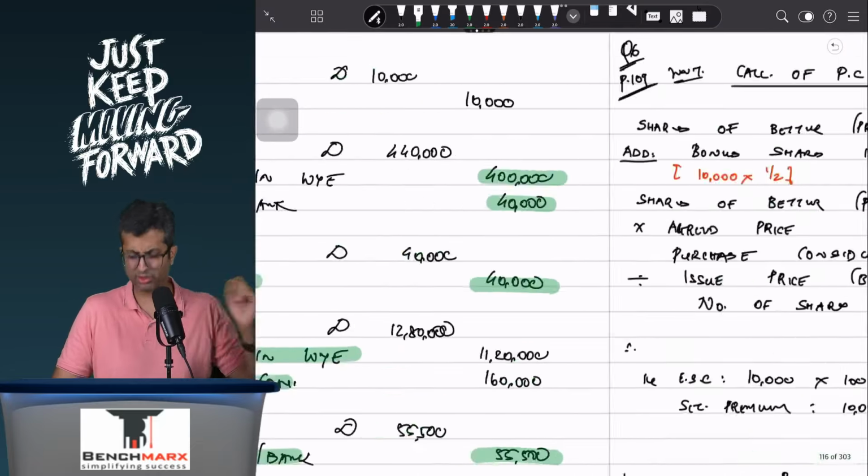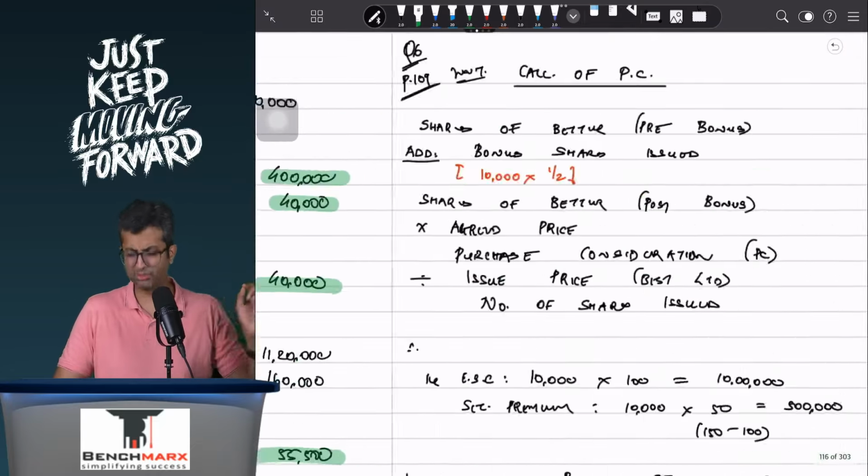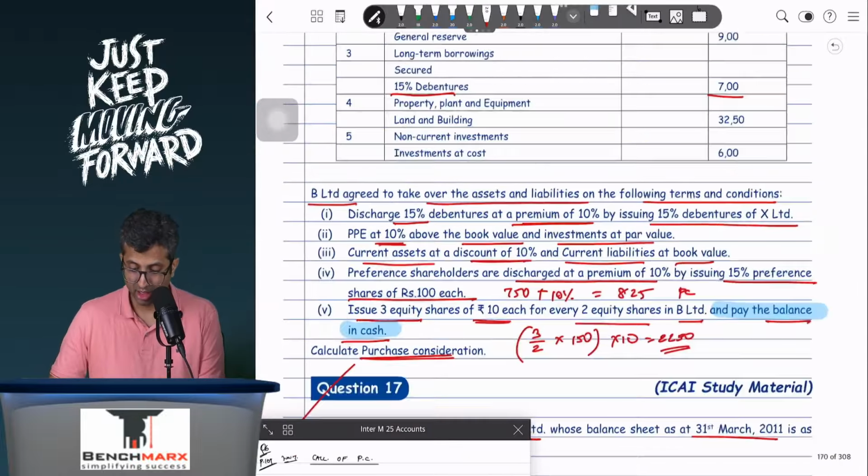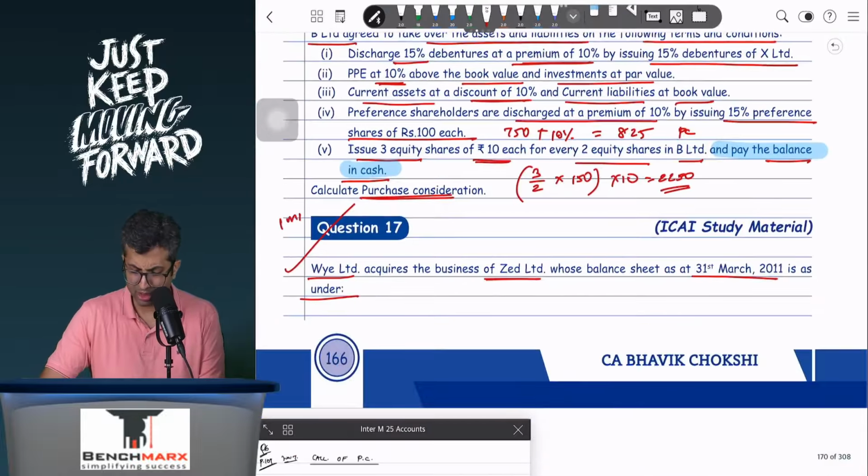Now this is one of the biggest, and I would say one of the most tricky questions, and hence you can mark this as important. Institute has used this as an example to explain the entire working, but because this is one of the very few questions which has everything.